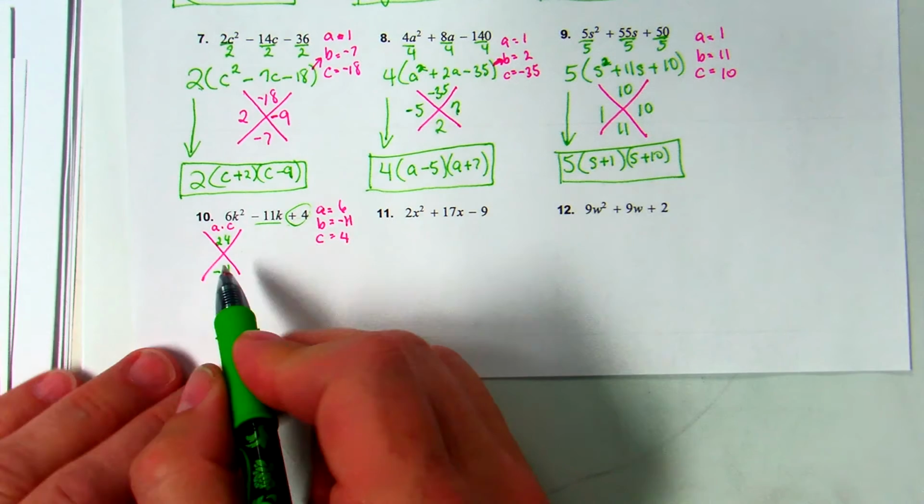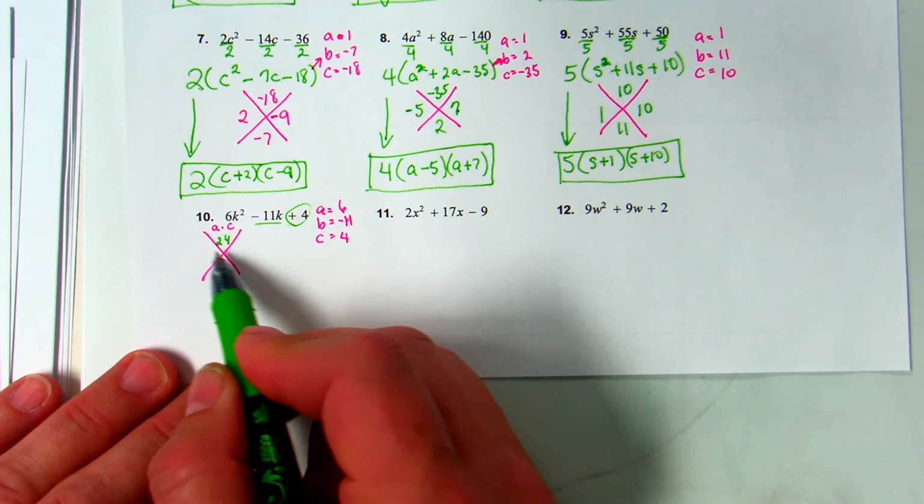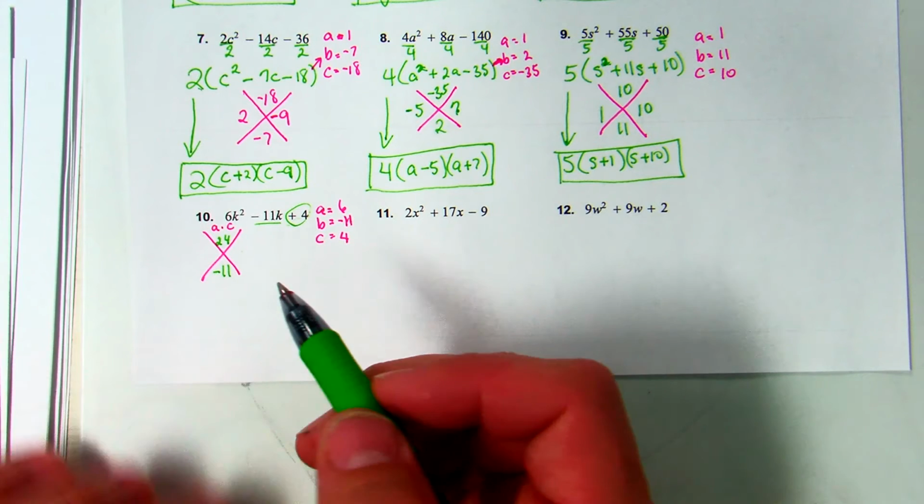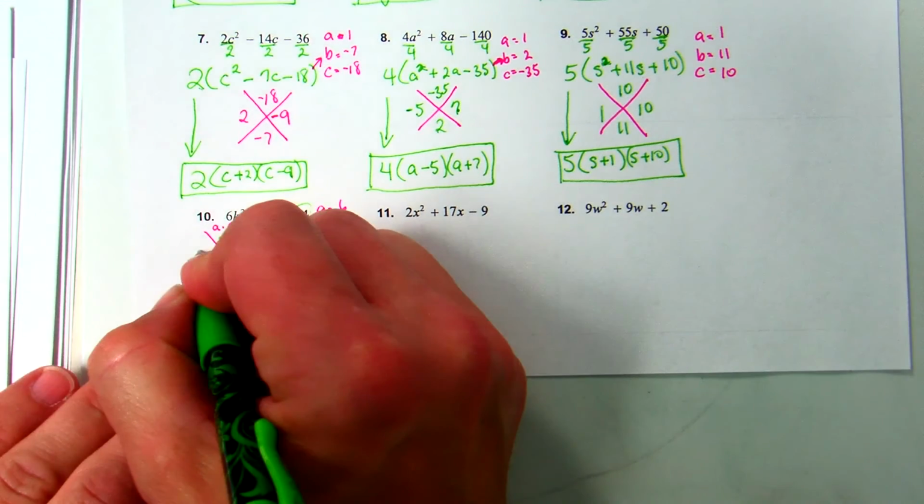But what two factors of 24 will add up to be 11? You have 1 and 24. You have 2 and 12. You can't make those add up to be 11. You have 3 and 8. And that sounds like that's probably the one because 3 plus 8 is 11. You have 6 and 4, but that ends up being 10. So let's go with 3 and 8.